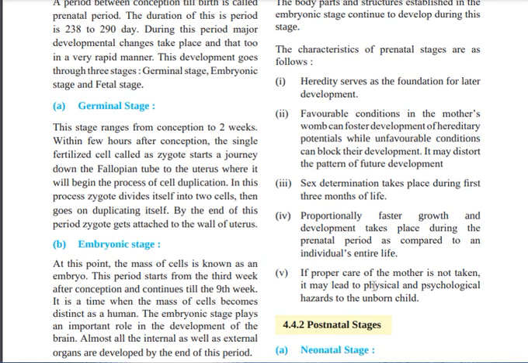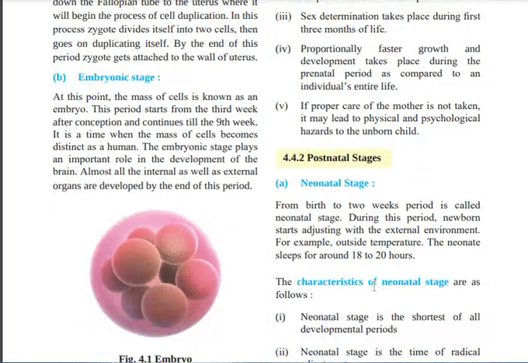At this point, the mass of cells is known as an embryo. So at this point, the germinal stage is over, and the next stage starts after 2 weeks. The cells are too many, and this mass of cells looks like an embryo. And this period starts from the third week after the conception, because 2 weeks are there in the germinal stage. So after the third week, it continues to the ninth week, which means 6 weeks are there.